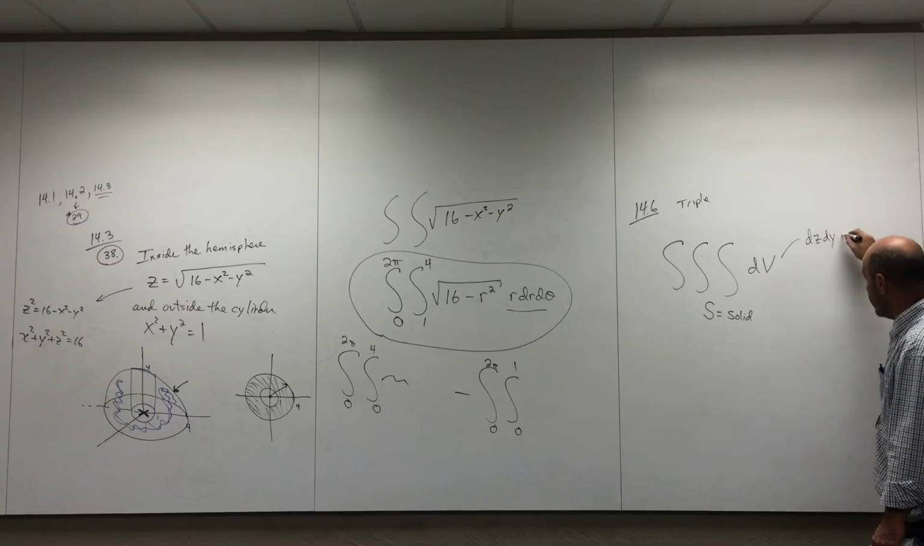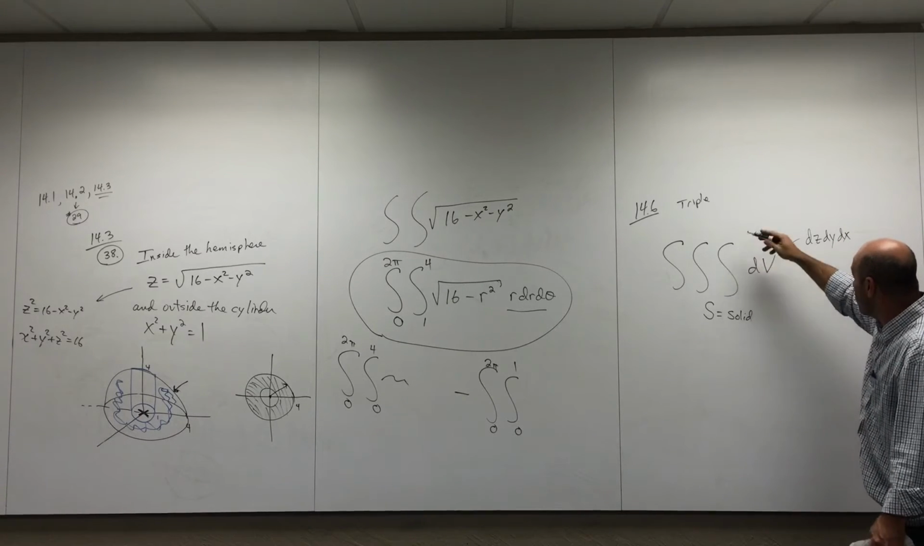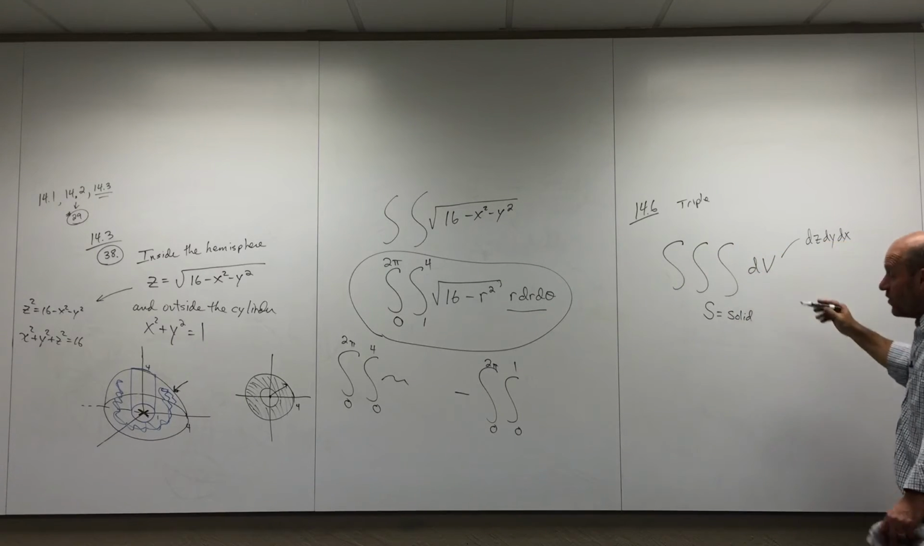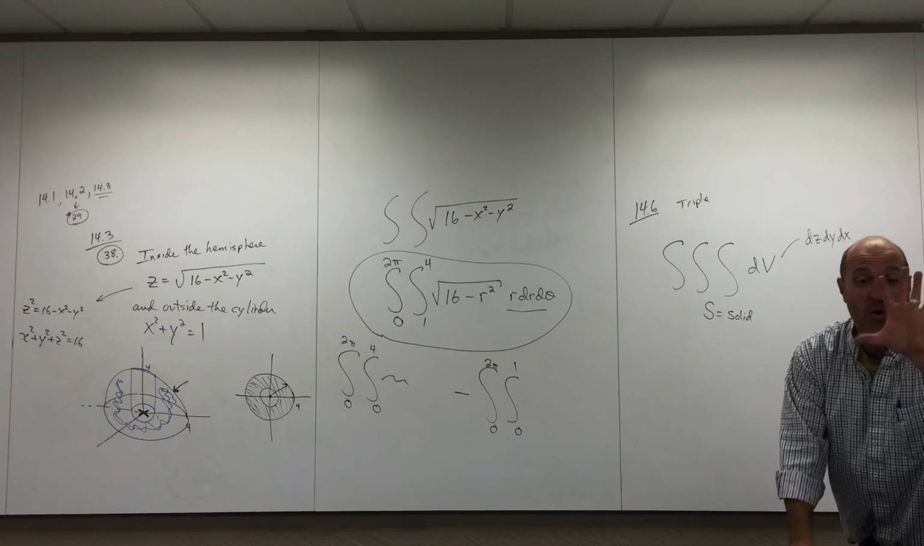dz, dy, dx. So your first integral would be for the z's, your first bound would be for the z's, your next one would be y's and x's. You'd have to work on that. But yes, here's the problem. If you wanted to do it in another order, there's 5 more orders.